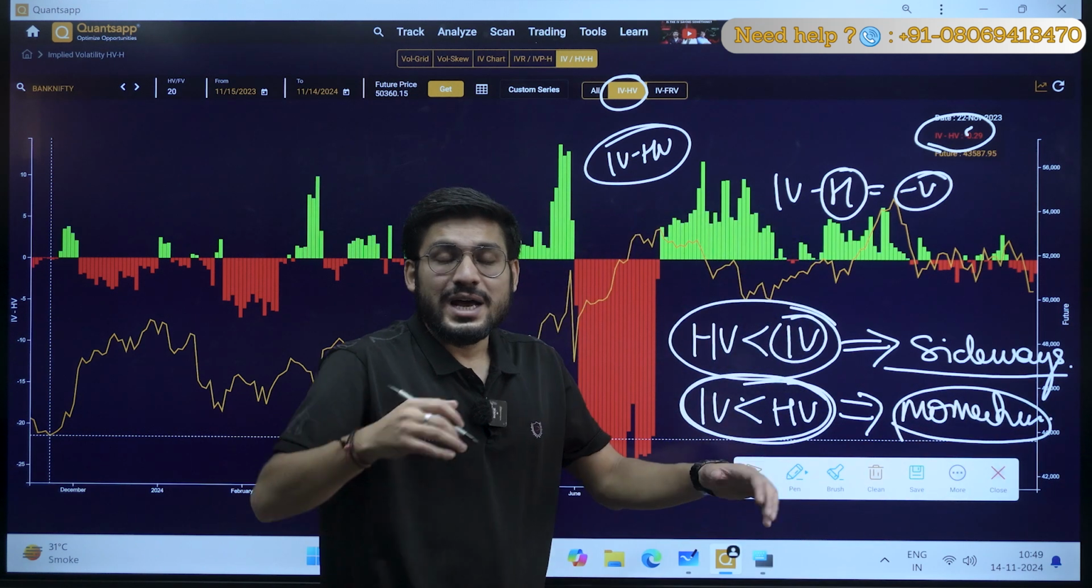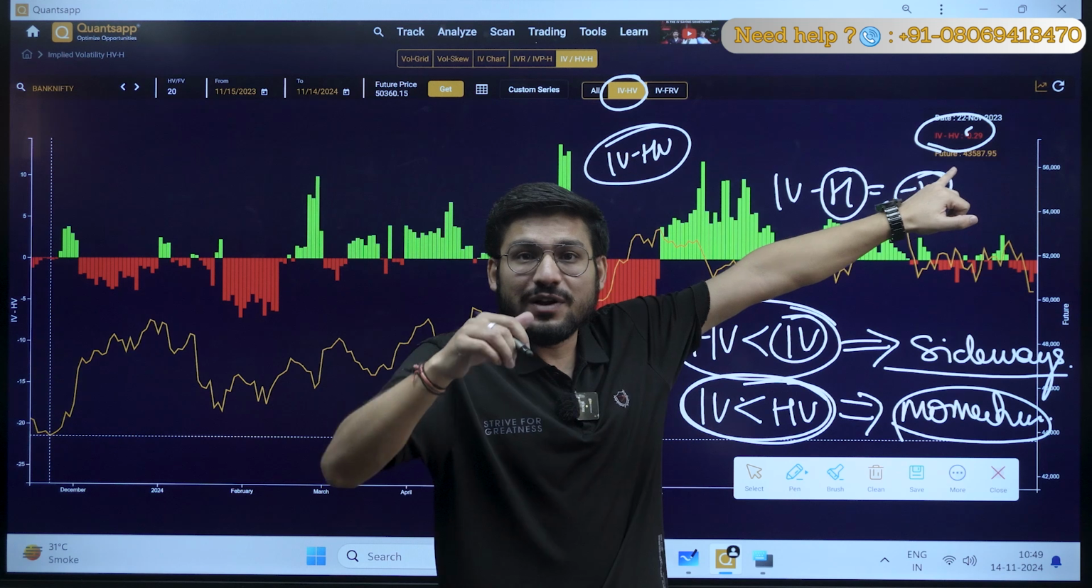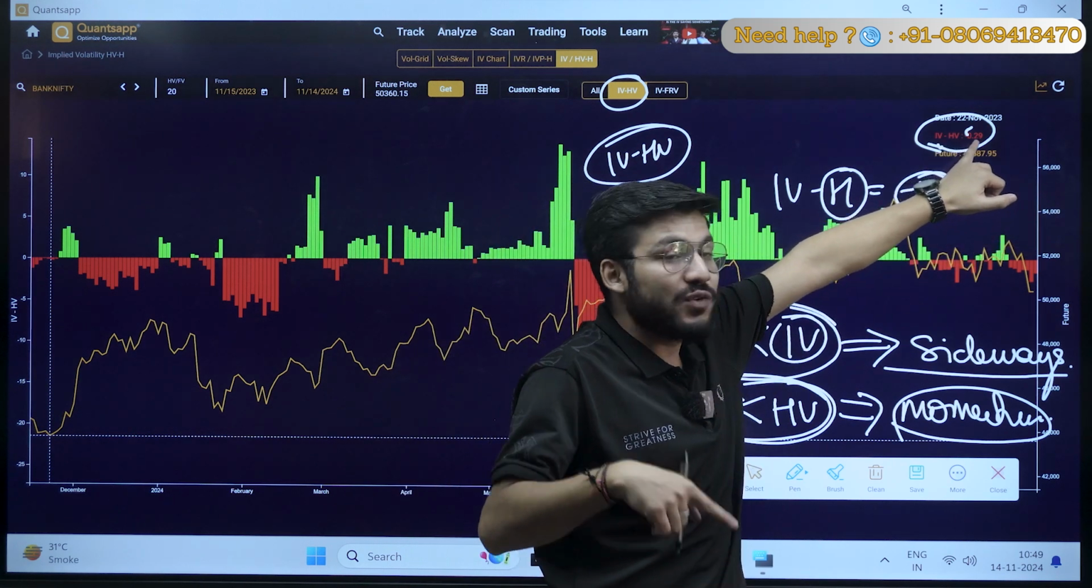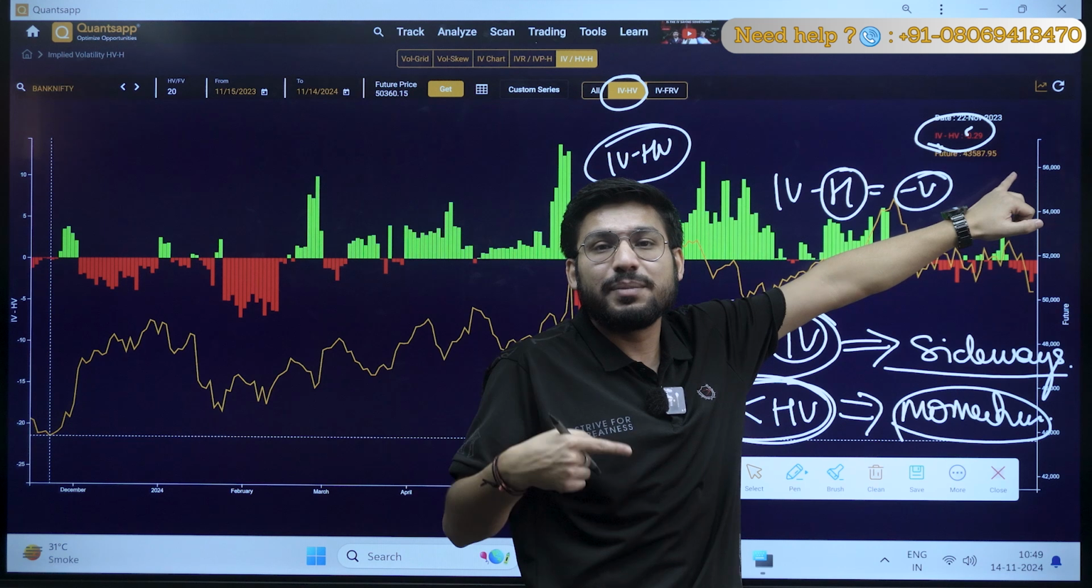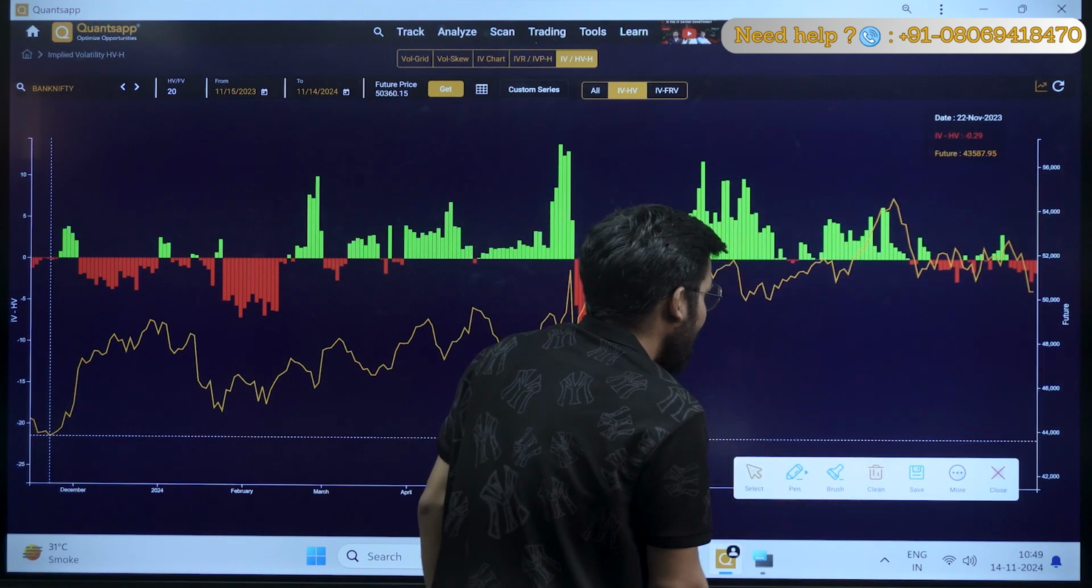So what we are getting here, whenever the IV minus HV is negative, at that time the market will be in momentum. Whenever the IV minus HV is positive, at that time the market will be in sideways direction. Simple. So I hope the concept is clear. Let's see how we can use this.